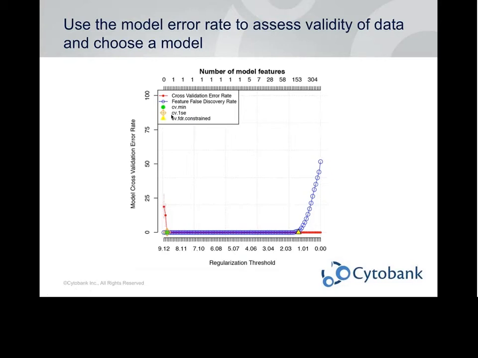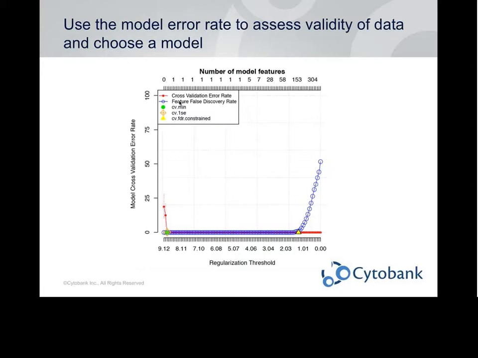CV-min and CV1SE are the models that have a good performance as determined by the cross-validation step and have the lowest number of features necessary to describe the difference between the 2 groups, or however many groups you chose to run. In contrast, there's the FDR constrained model.